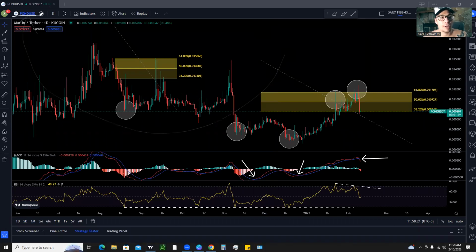Super excited for today's video, giving you guys an update on Pond, ticker symbol POND. This is the Marlin token. What we're going to do is go over our major Fibonacci retracement levels, explain why these are so important, as well as highlight divergences along the relative strength index, and also go over the MACD and how you can combine all of these things together to help give yourself an edge in the market.